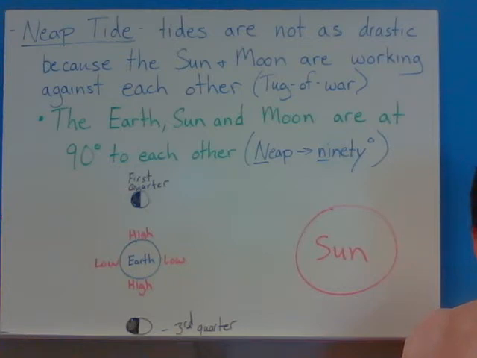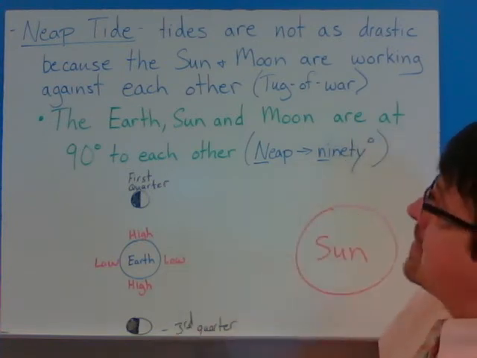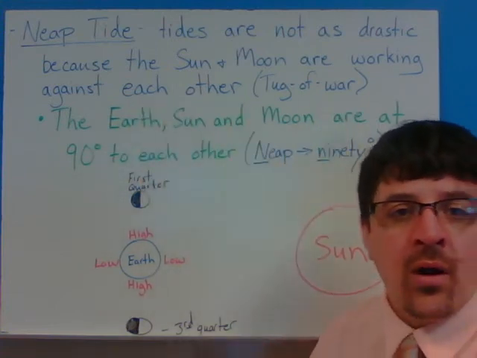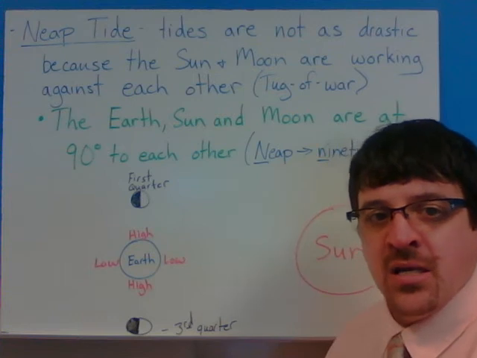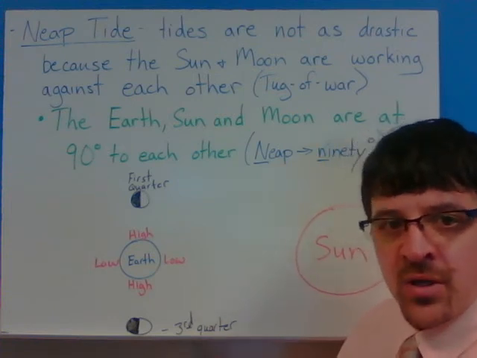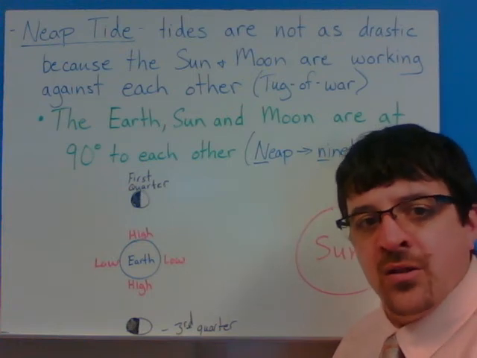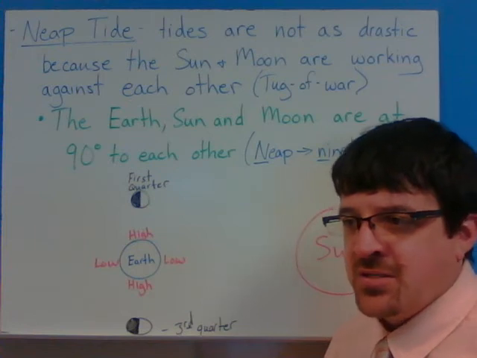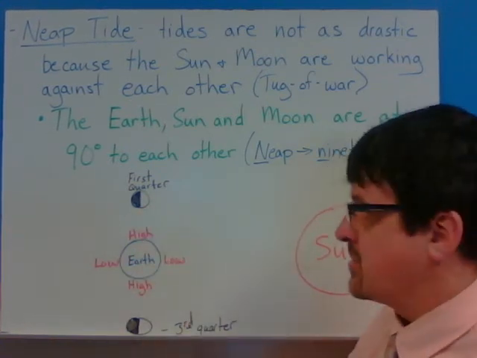Now, with the neap tide, neap tides are not as drastic because the sun and the moon are working against each other. They're kind of in a tug of war. The moon is what greatly affects our tides, but the sun is still pulling on the earth. Even though we're much farther away from the sun, there's still a pull there, but it's not enough to cause our tides. The moon is so much closer, that's what causes our tides.